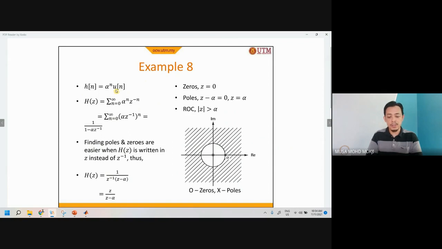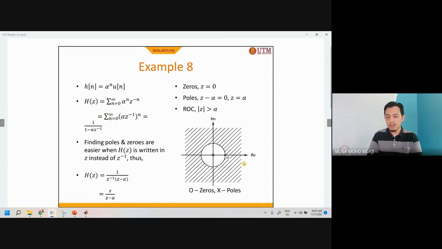So you just need to see how to get the poles and zeros. So h[n] equals alpha^n u[n]. So this is an infinite impulse response, right? And then do H(z). We have done this, so you will get 1 over 1 minus alpha z to the power of minus 1. And the ROC is actually |z| greater than alpha.